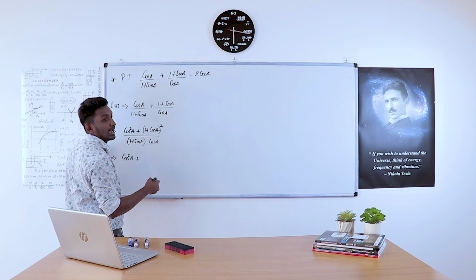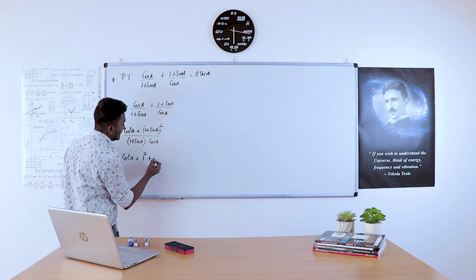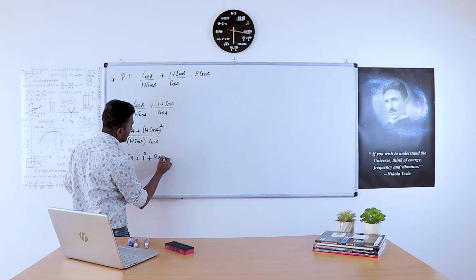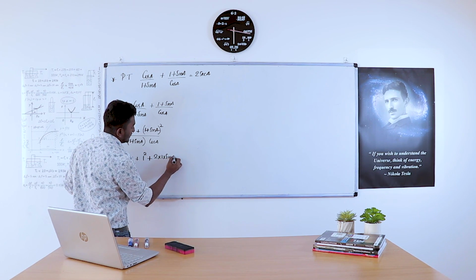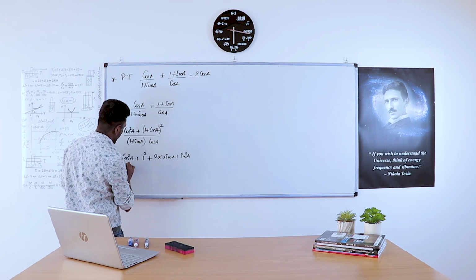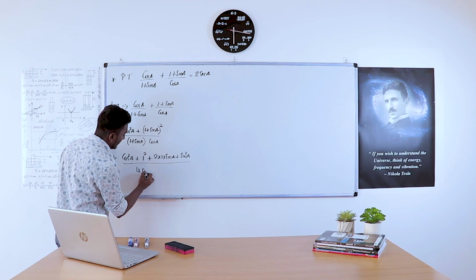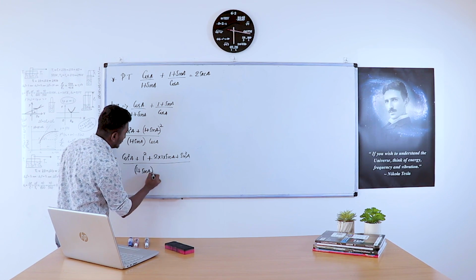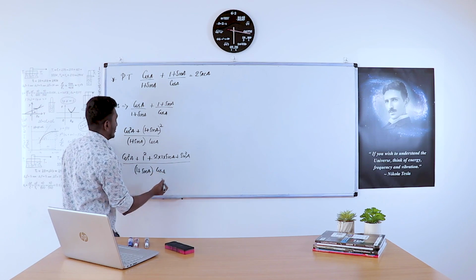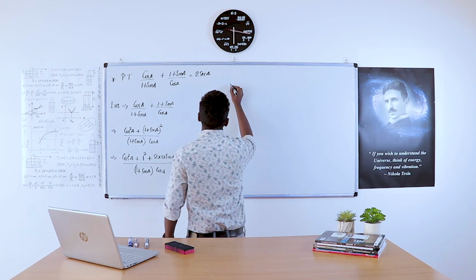Open the bracket with A plus B the whole square. What is A plus B the whole square? A square plus 2AB, 2 into 1 into sin A, plus B square, that is sin square A, whole divided by 1 plus sin A into cos A. Now I am writing cos square A plus sin square A.